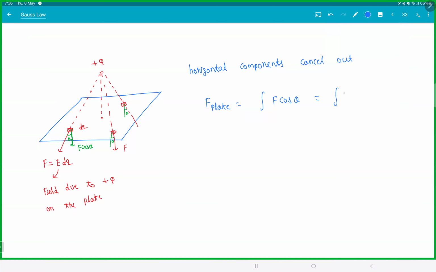But what is f? F is nothing but field into dq. But what is dq? dq is nothing but charge density into area. This will become E into dA into cos theta into sigma. So this is sigma, that is nothing but E bar dot dA. But what is E bar dot dA? Flux. So we have manipulated that equation to get a force. So the force on the plate will be sigma, the charge density, into flux due to the charge on the plate.